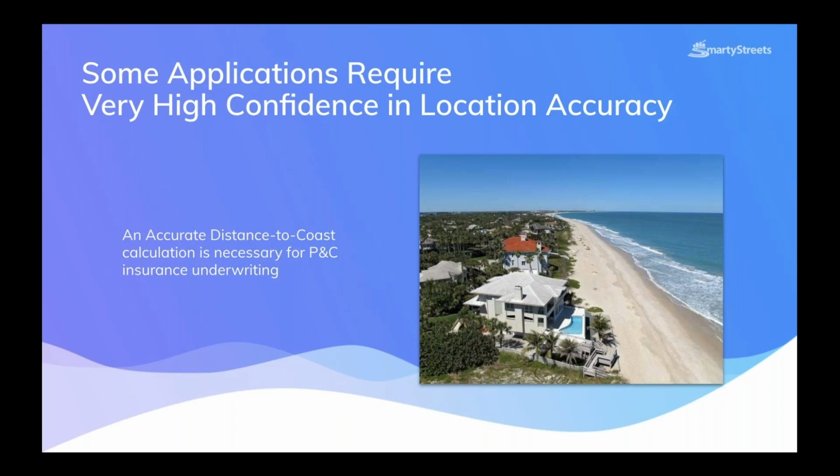Some applications require very high confidence in location accuracy. And P&C Insurance is one of those applications where an accurate measurement of the distance to coast from a property to a coastline is very, very important. And I've heard insurance underwriters say a lot, there's really no such thing as a badly written policy, or a policy they won't write. It's really how much they're going to charge for that. And I would imagine that this house that's closest to us in the foreground there is going to be fairly expensive to insure based on its close proximity to an exposed coastline.